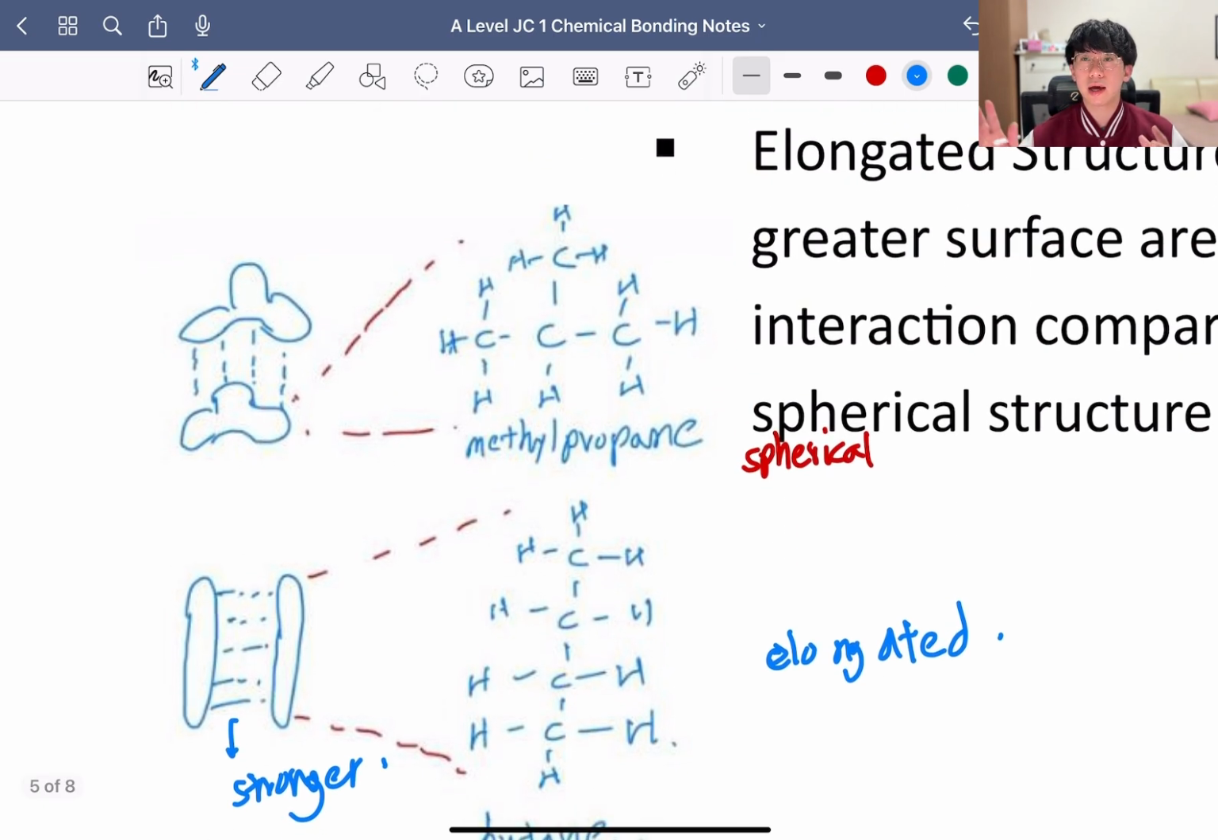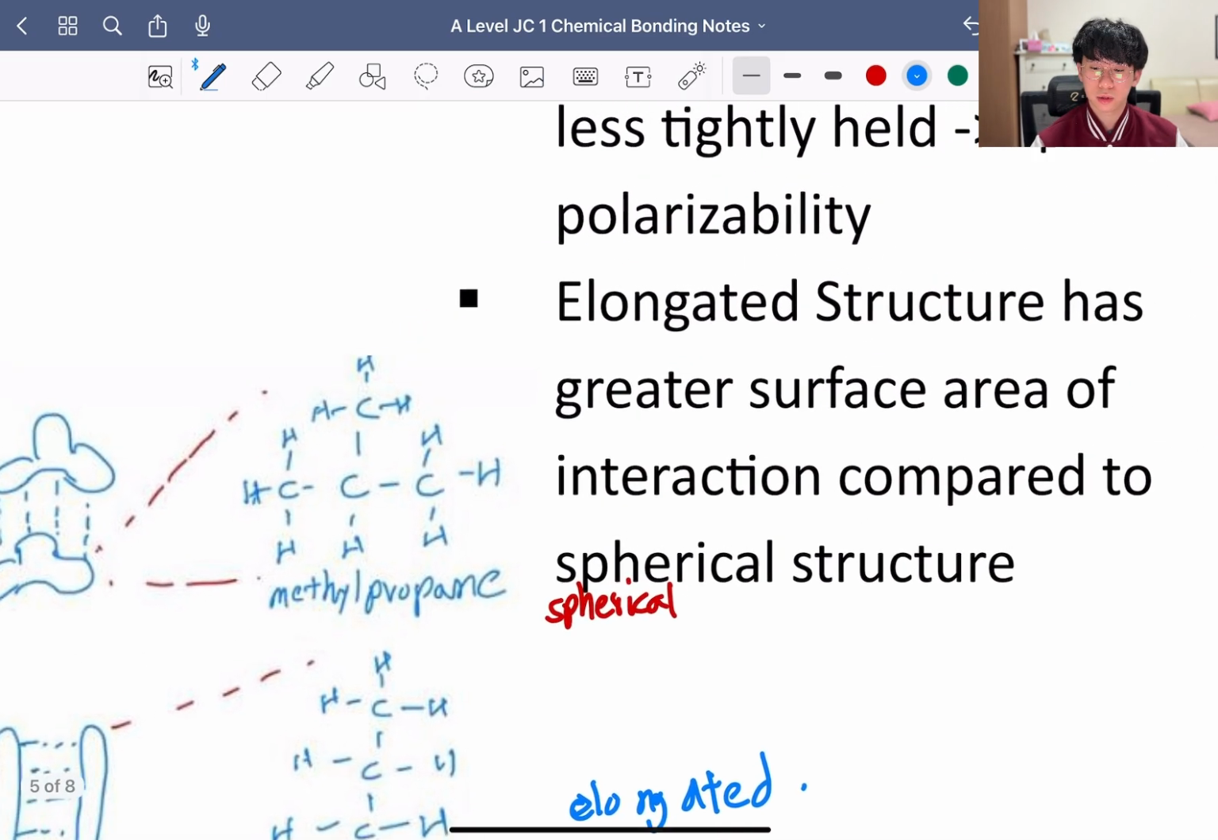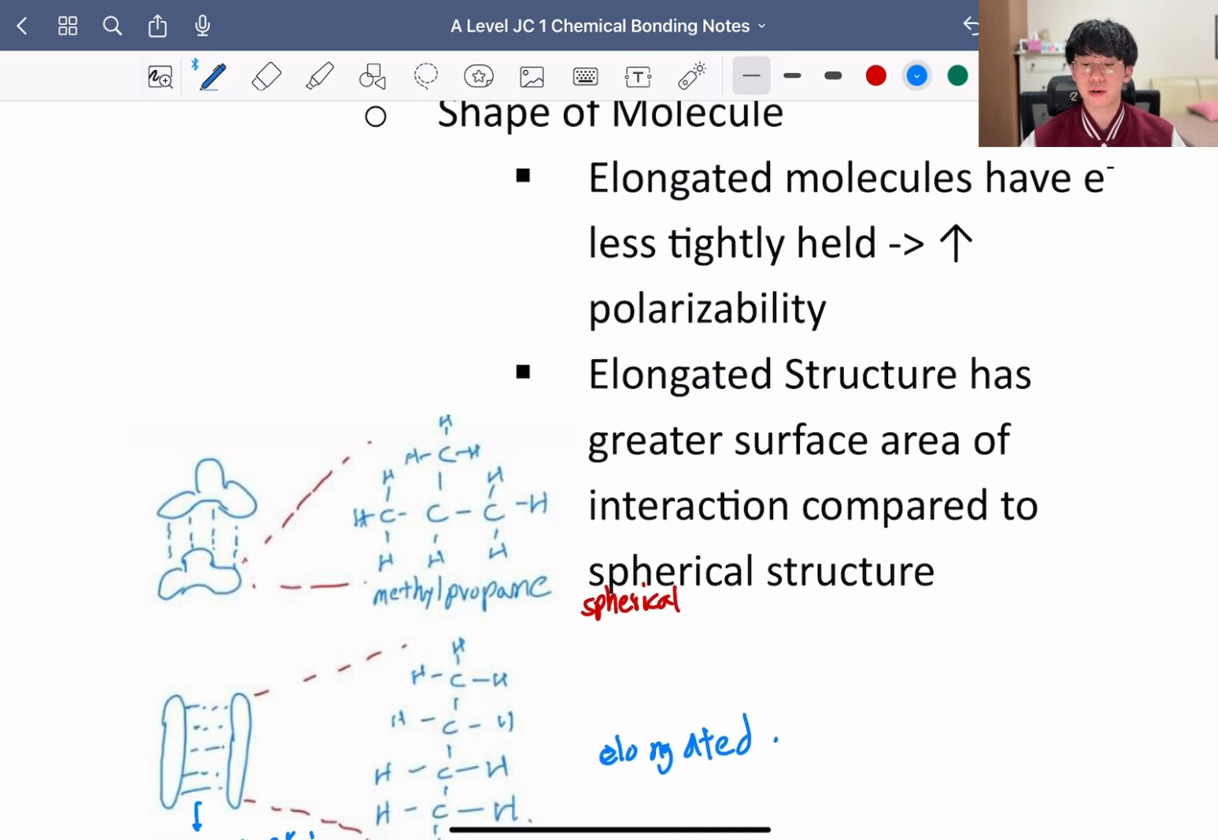And you can think of it like packing your items, right? It's easier to pack elongated molecules compared to spherical molecules. So again, look at the greater surface area of interaction.